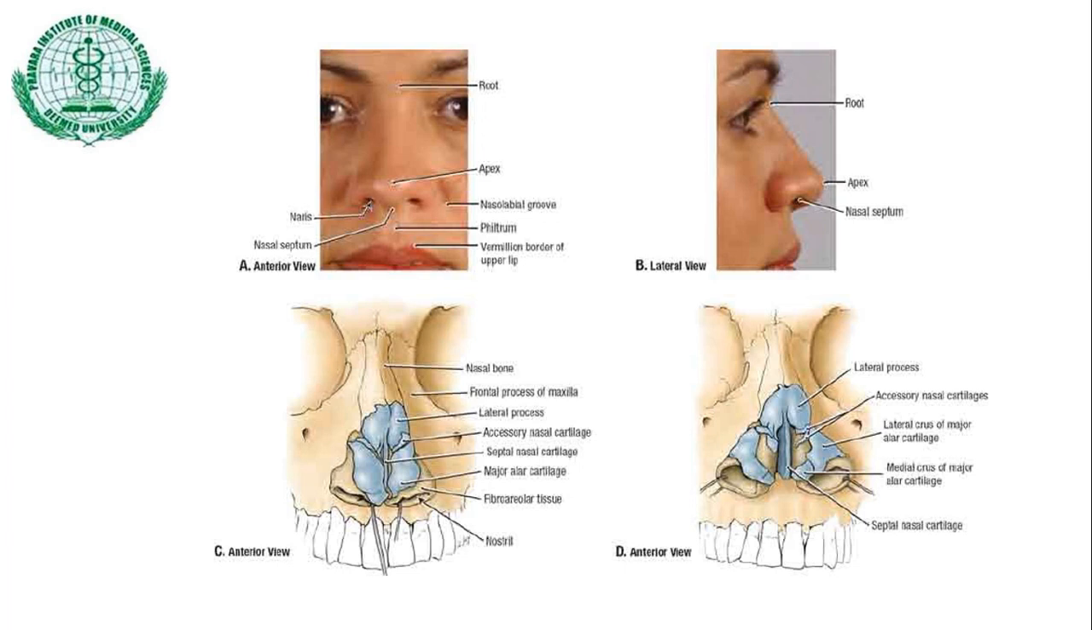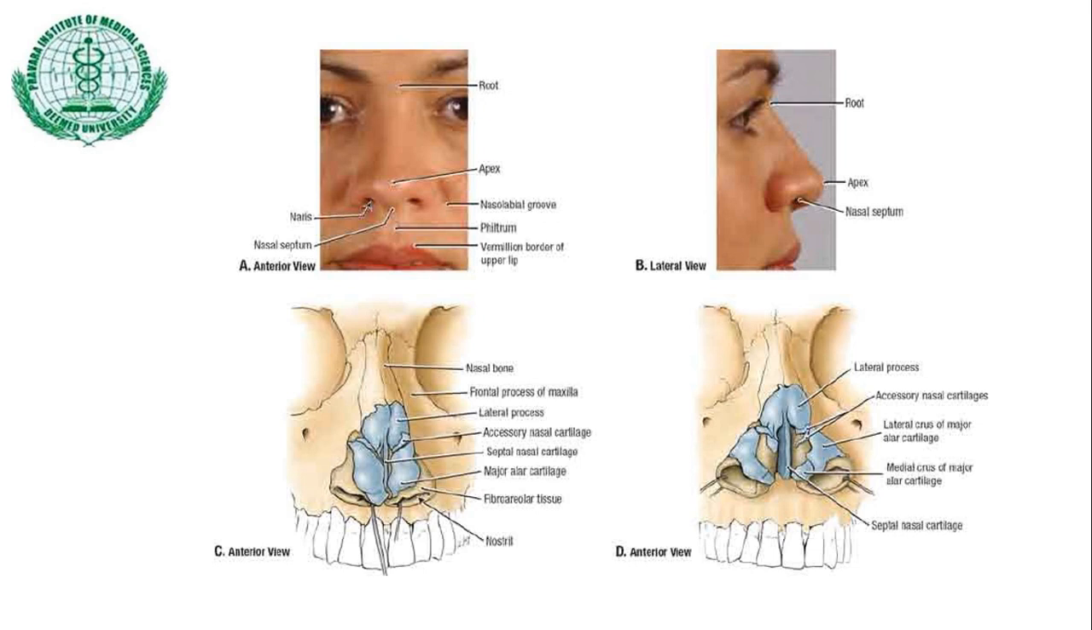Now, as this is a projecting part of the face, nasal fractures are most commonly seen in case of trauma. The medial and the lateral crura of the major alar cartilages maintain the patency of the nostril. So patency of this nostril is preserved by the medial and the lateral crura of the major alar cartilage.